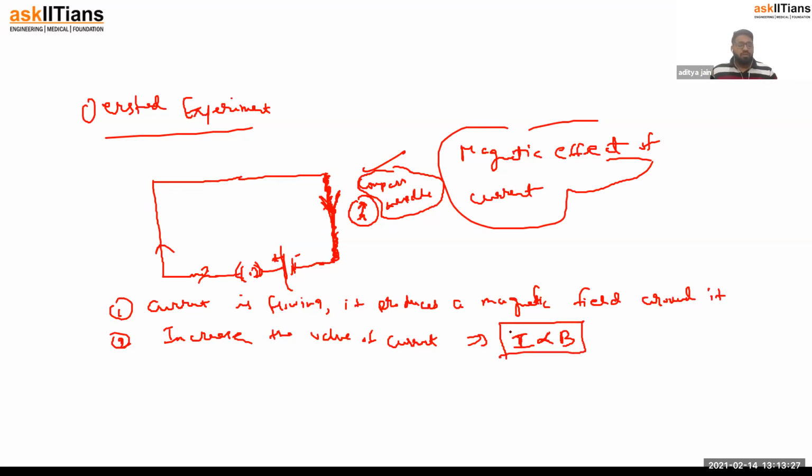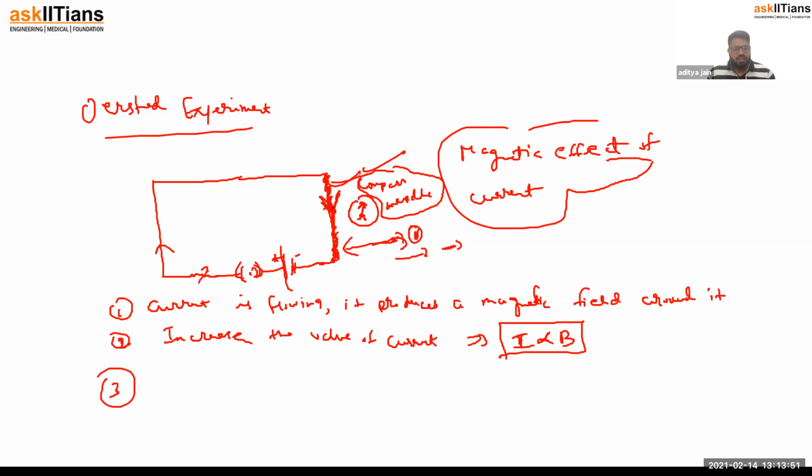Then when you increase the value of current, the magnetic field increases, which is shown as the more deflection in the compass needle. The third thing which he did was that he took the compass needle away from the circuit. As he was taking the compass needle away and away from the circuit, the deflection was getting decreased.